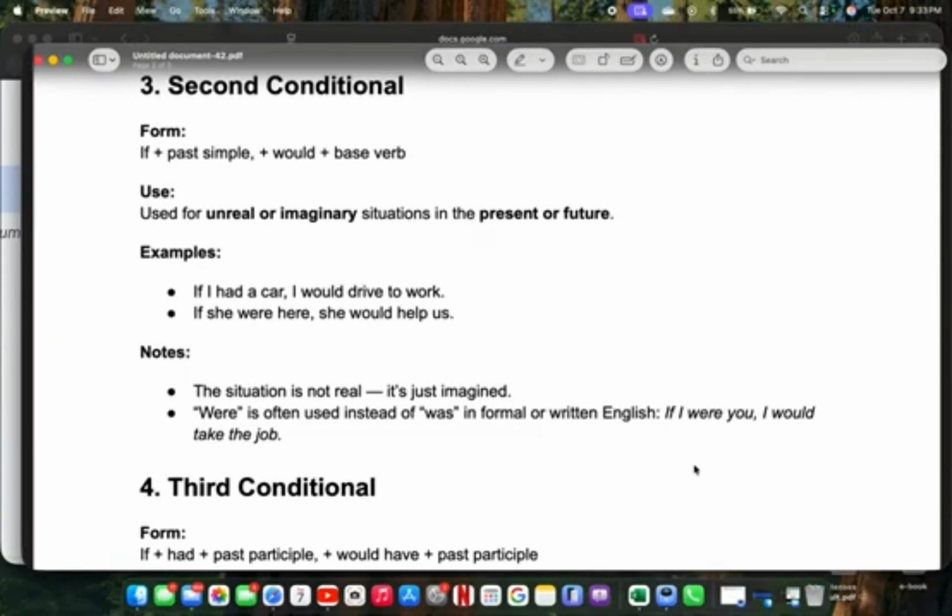Remember, second conditional is always in the past simple. Okay? Past simple, bukan dalam past perfect ke? Always remember past simple. Okay, if I had a car, I would travel around the world. Yeah. That's a very good example. If I had a car, I would travel all around the world.